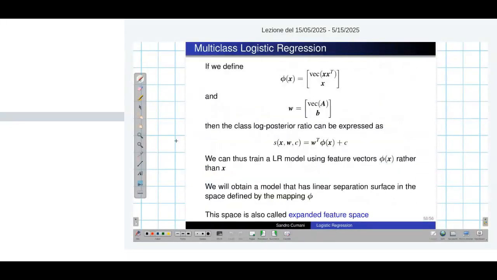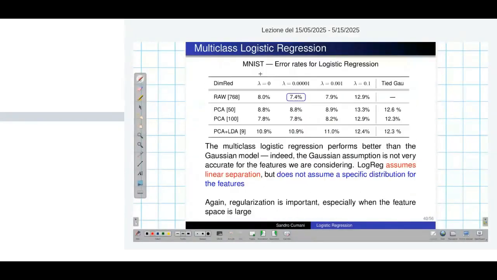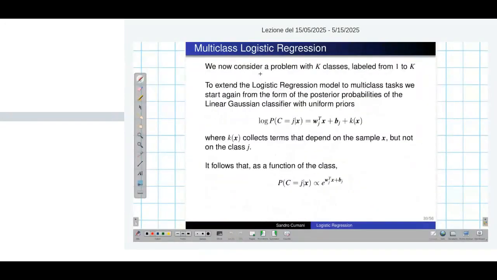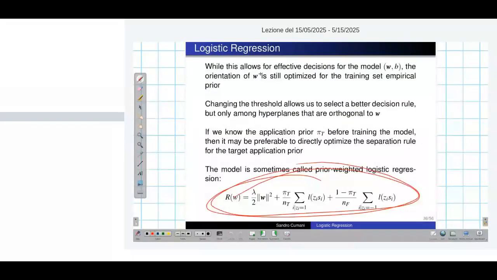You may see models that improve in terms of minimum DCF, but get much worse in terms of actual DCF. And this is something that is explained by this phenomenon. The more we regularize, the less we preserve the original probabilistic interpretation of the score.